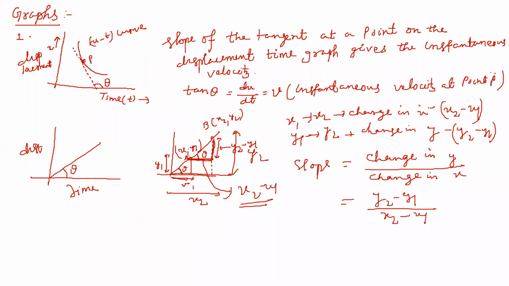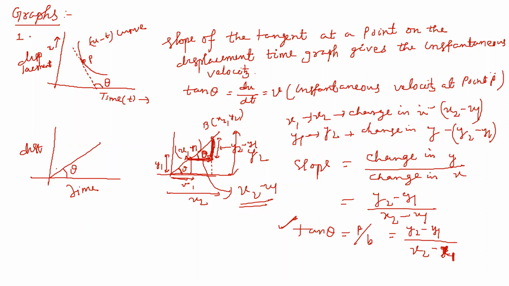In this right-angle triangle, this is 90 degrees and this is theta. Tan theta is equal to perpendicular by base. The perpendicular, opposite to theta, is y2 minus y1, and the base is x2 minus x1. So slope is change in y by change in x, and slope is also tan theta.